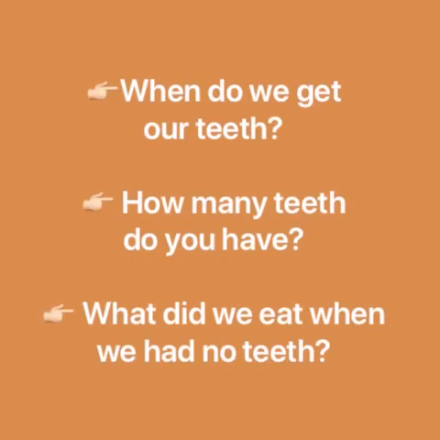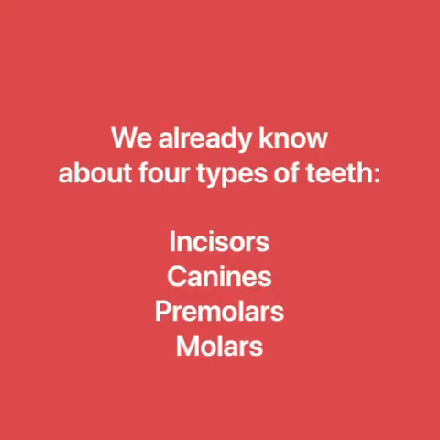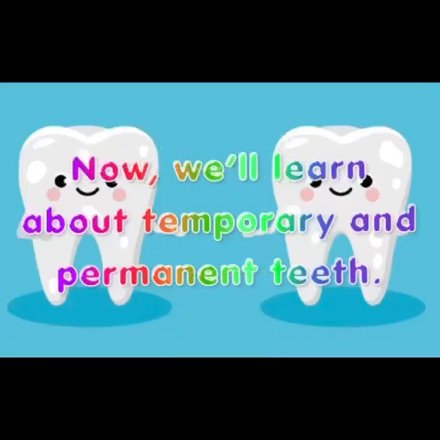When do we get our teeth? How many teeth do you have? And what did we eat when we had no teeth? Think of it. So we already know these 4 kinds of teeth: incisors, canines, premolars and molars. Now in today's class, we'll learn about temporary and permanent teeth.